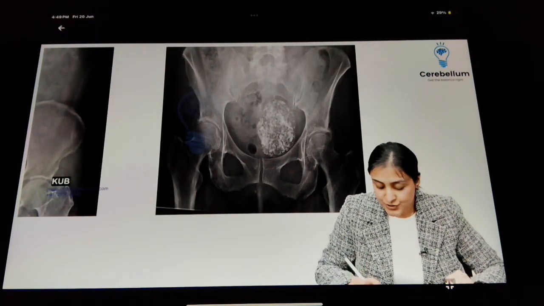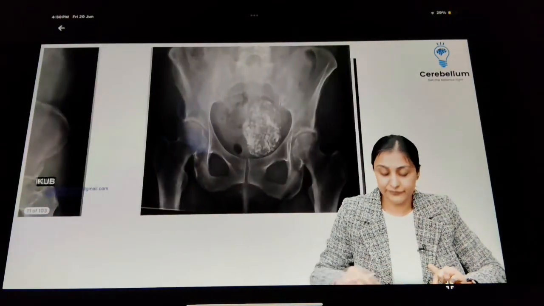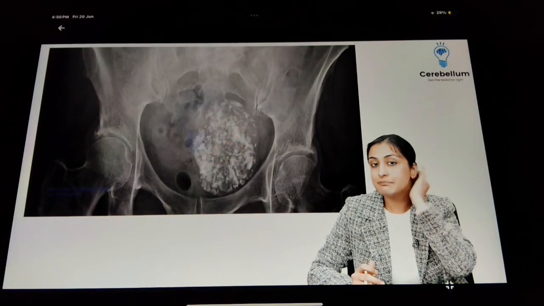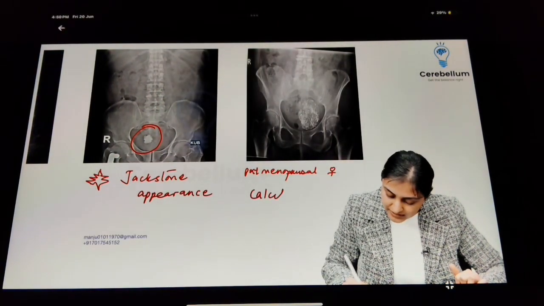Two reasons. A bladder stone will be in the center of the bladder. It won't be off midline. Secondly, it will be completely calcified. If you see closely, you can see there is this lamellated, stippled sort of calcification, more like a soft tissue mass developing calcification, right? So this is what a calcified fibroid is.